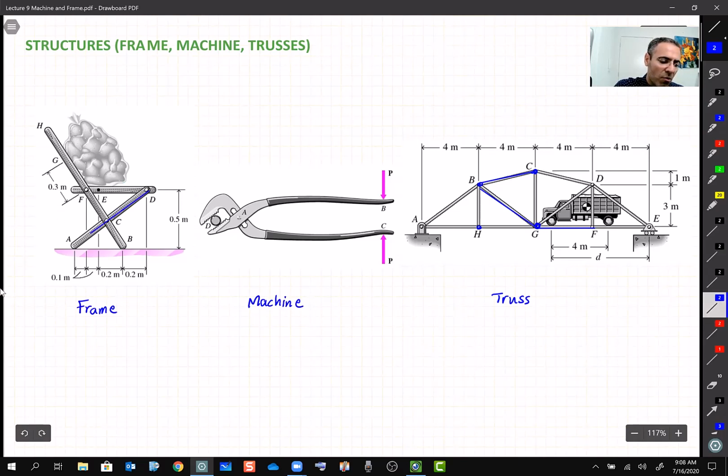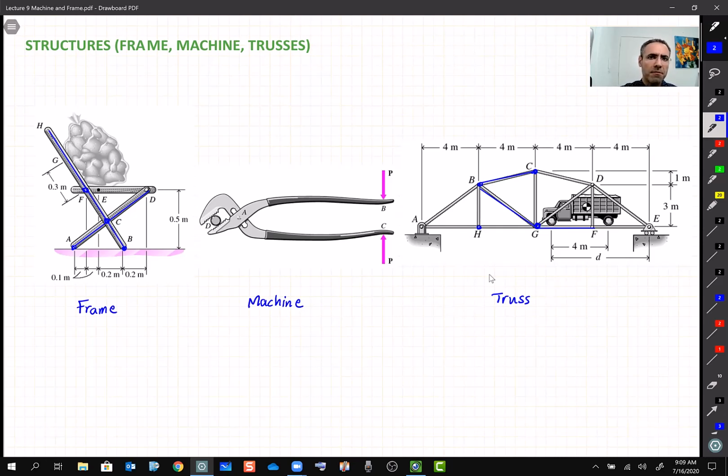But in this frame example, this chair, for example, this link ACD, or this bigger one, HFB, they are connected at two or three points. They're connected here, and they are connected there. Also, we consider the contact to the ground as one connection. That's the only difference between truss and frame, which we will discuss more in trusses later. As you can see, fundamentally they are the same.